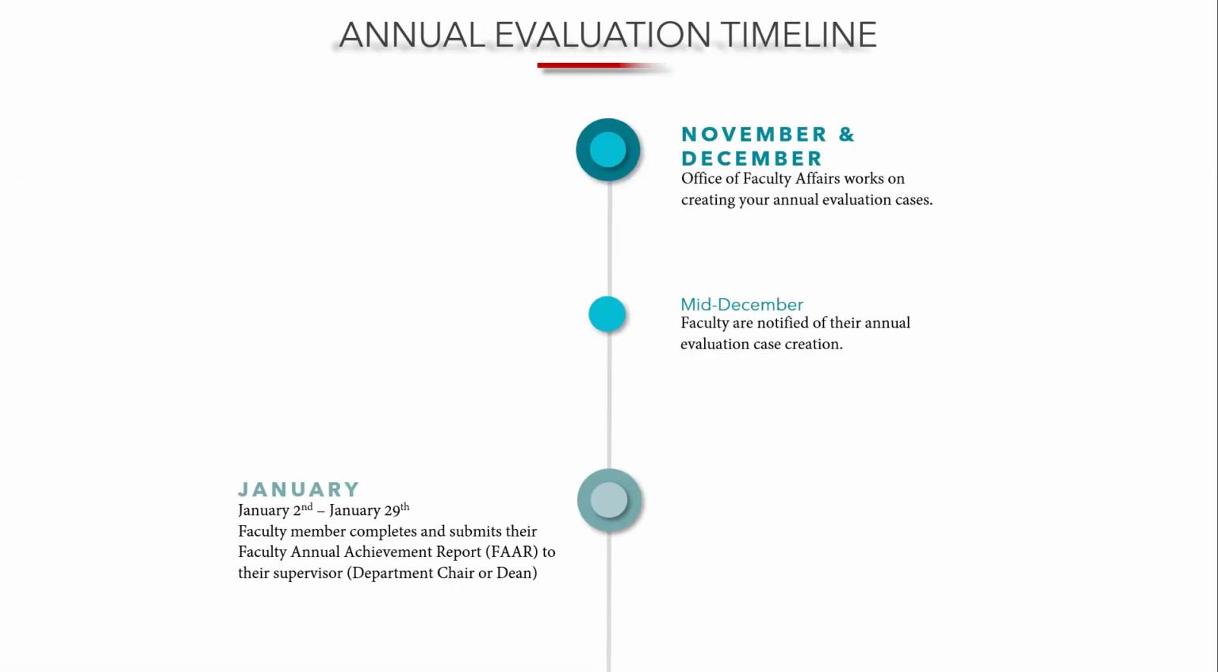Next, I want to go over the general timeline for annual evaluations. Your unit may have their own timelines and schedule for this process, so definitely follow what they're recommending. In November and December, the Office of Faculty Affairs works on creating your annual evaluation cases. By mid-December, faculty are notified that their case has been created and is ready for them. Then January 2nd through January 29th, the faculty member completes and submits their faculty annual achievement report to their supervisor, either their department chair, their dean, or other supervisor.